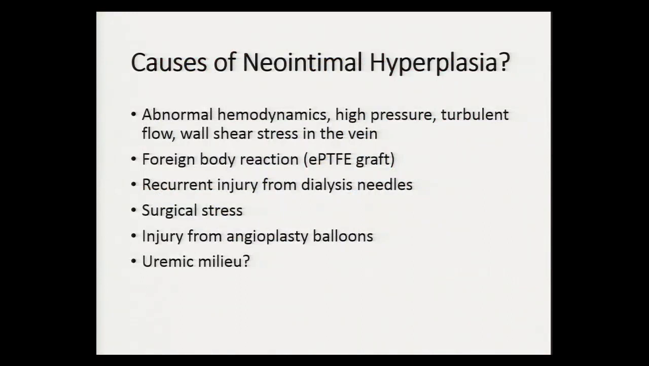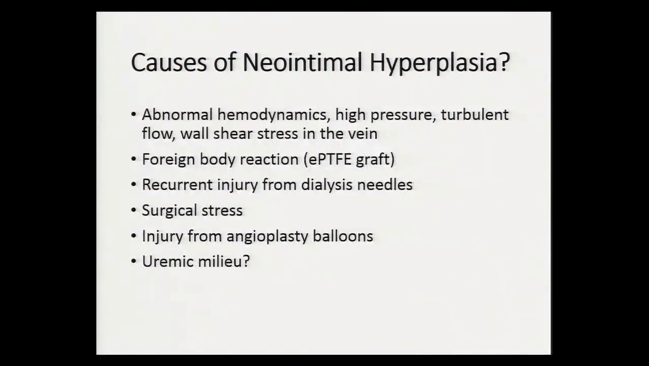So what are the causes of neointimal hyperplasia? First of all, abnormal hemodynamics. Veins are not physiologically designed for high pressure, high flow coming from the artery. There's turbulent flow at the sites of turns and so on, and the wall shear stress.